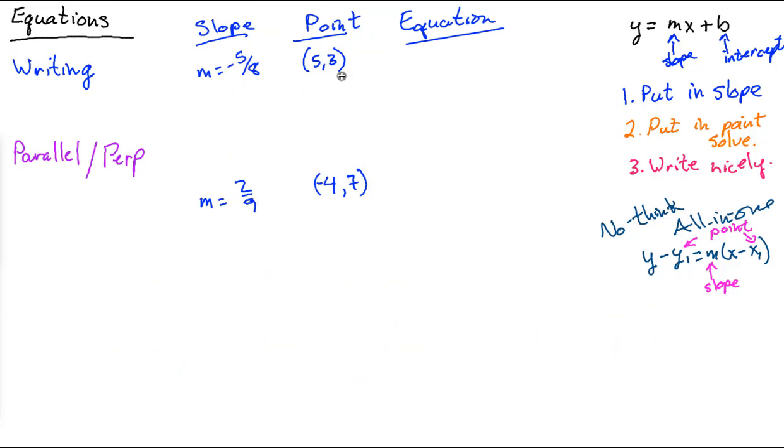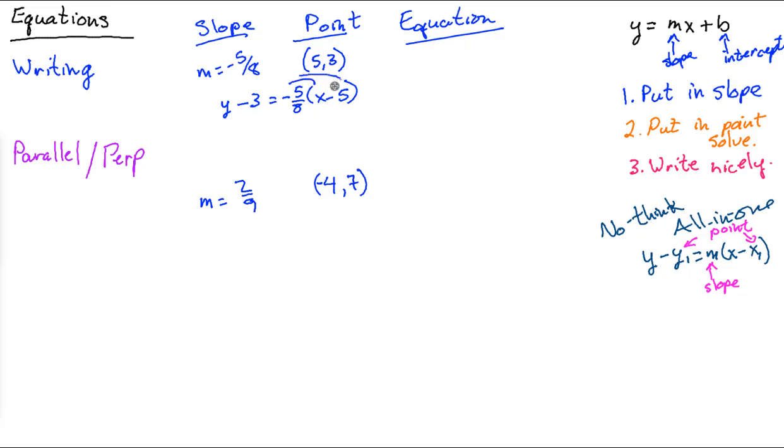We won't go to the board yet. I need to show you one more thing, but let's give these guys a try. We're going to use this no-think all-in-one option, the point slope form of the equation. So we're going to have y minus y1, which is 3, equals m, which is -5/8, times x minus 5. You see that guy right there? Holy cow. We put in the slope, -5/8. We put in the point, steps 1 and 2, all at the same time. There's x1 and y1. And then we write it nicely.